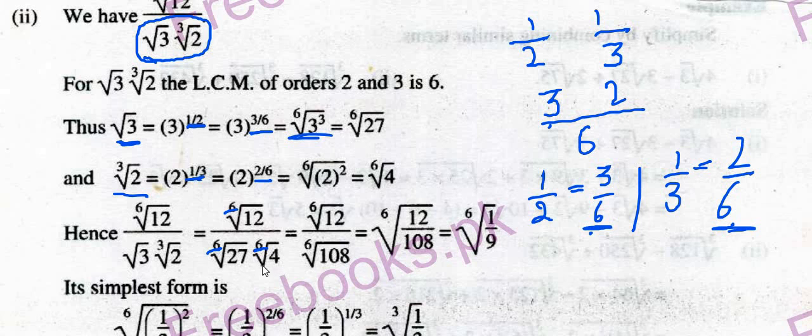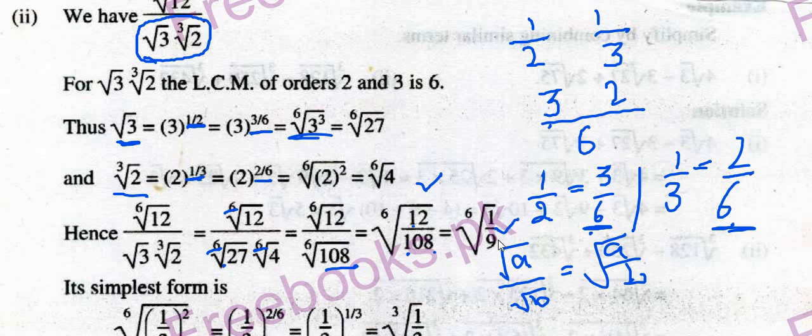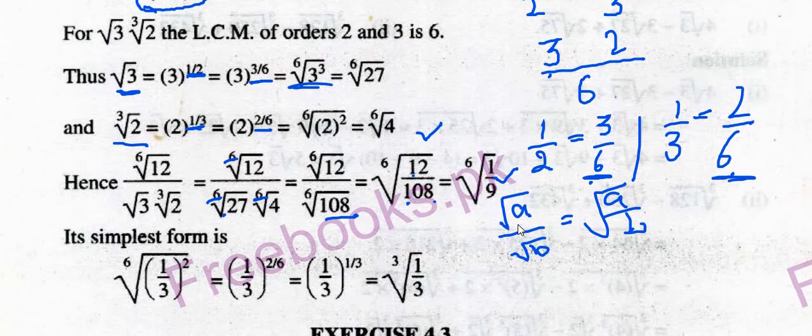Now we can simplify them. 27 times 4 is 108. According to the law, the surd of A times the surd of B equals the surd of AB. This law is used here. We can write it as 12 over 108. Dividing these two terms, we get 1 by 9. We can simplify it further: 9 is the square of 3. Now we can write 2 by 6, and 2 by 6 is 1 by 3. That is the answer.